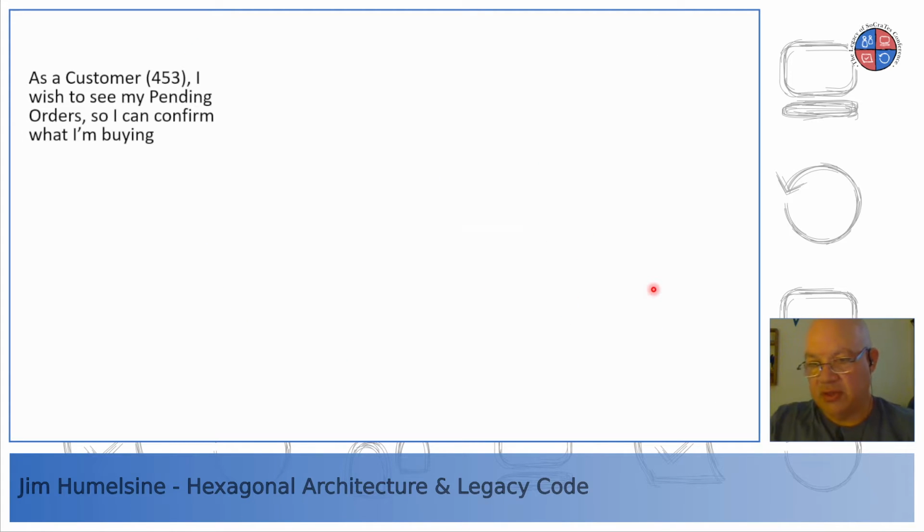And I'm going to go now to another example with just a little more detail where I have a user story as a customer, and I'm going to assume the customer's number is 453. I wish to see my pending orders so I can confirm what I'm buying. So this could be something like Amazon or any kind of online shopping. The customer is up here, the orders is in a data store, and they're far apart from each other.